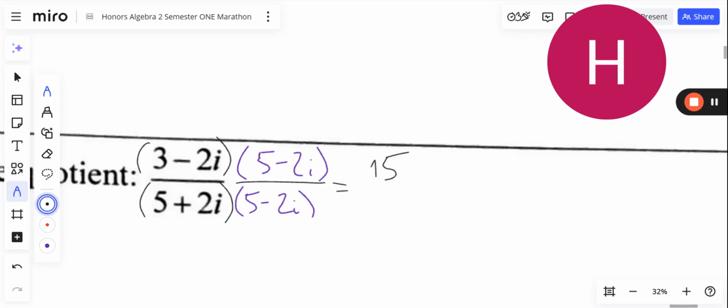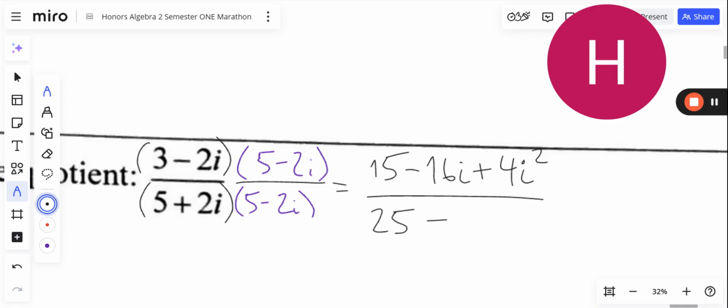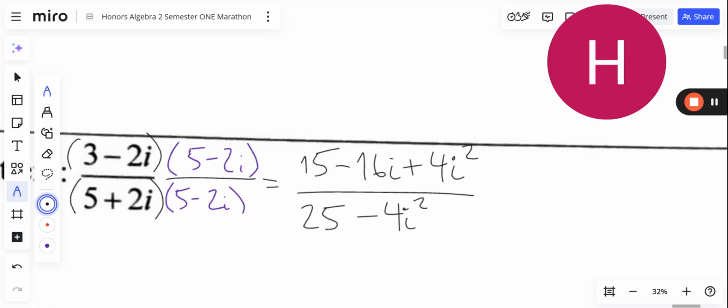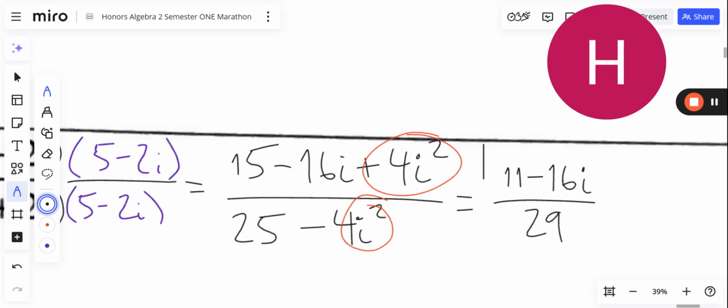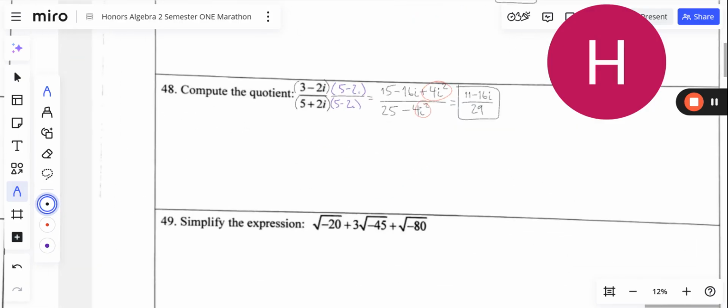So we're going to have 15, negative 6I, and negative 10I makes negative 16I. Then we're going to get positive 4I squared over 25 minus 4I squared. Remembering that I squared is a negative 1, so this is really 15 minus 4, or 11. And on the bottom, this is really negative 1, so this is 25 plus 4, or 29. And that is as much as we would reduce that one. They don't have any common factors, so we don't need to reduce that anymore.